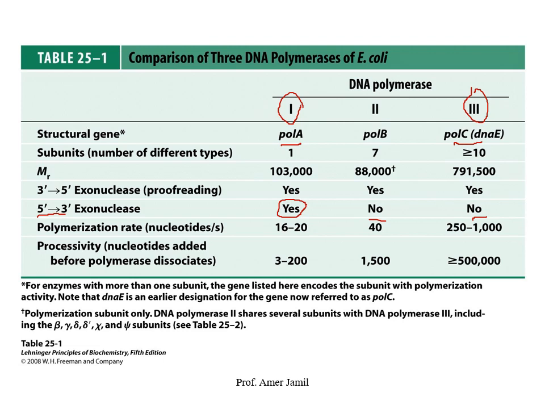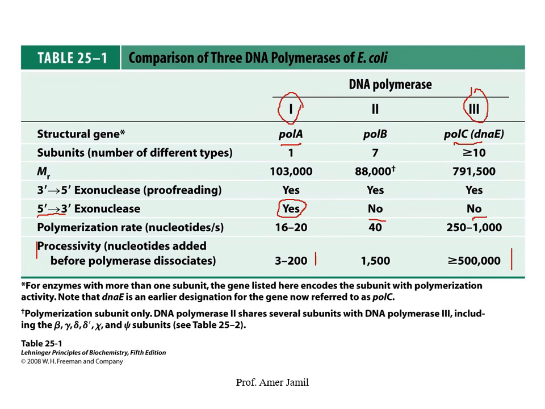This polymerization rate, how many nucleotides are added per second? As you can see in DNA polymerase 1, it is 16 to 20 nucleotides. In case of DNA polymerase 3, it is 250 to 1000 nucleotides per second. It is quite a fast speed. And the processivity is also an important factor, that is, for how long DNA polymerase can move on the template before it falls off. As you can see, DNA polymerase 1 has 3 to 200 nucleotides. In case of DNA polymerase 3, processivity is very large, more than 500,000 nucleotides before it falls off the template.